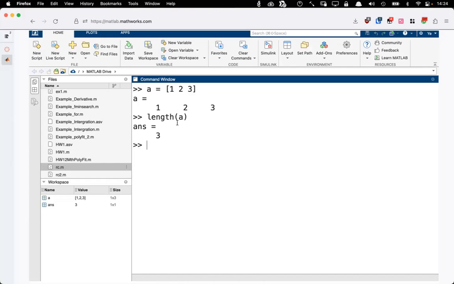Then the next one, size. Size will give you the row number and the column number. Let's change it a little bit: 1; 2; 3. We know this is a 3 by 1 vector. So now it's 3 by 1, a column vector. Then length A, you can see it is still 3. So it is the maximum number between the row number and the column number of a variable.